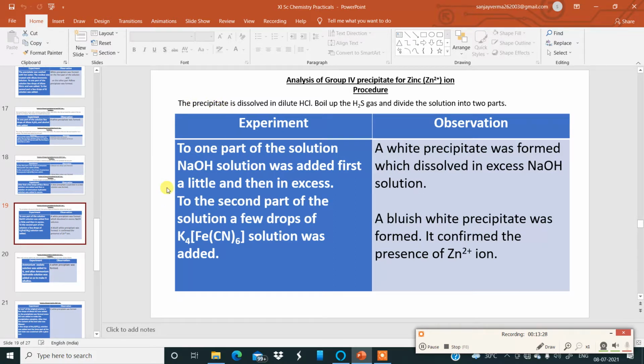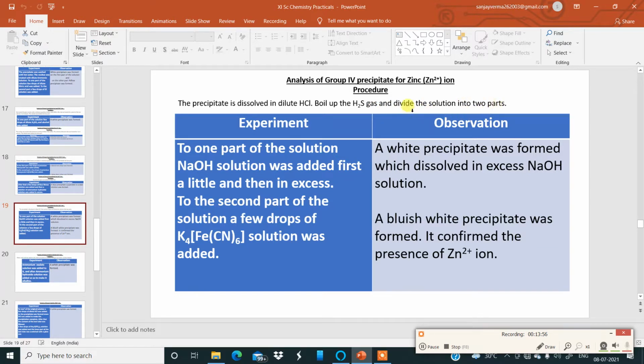The precipitate for group 4 can be obtained by taking the sample solution and then adding ammonium hydroxide solution and then passing hydrogen sulfide gas. Then I will get a precipitate. Now this precipitate is dissolved in dilute HCl. After that we boil off the H2S gas and then divide the solution into 2 parts.